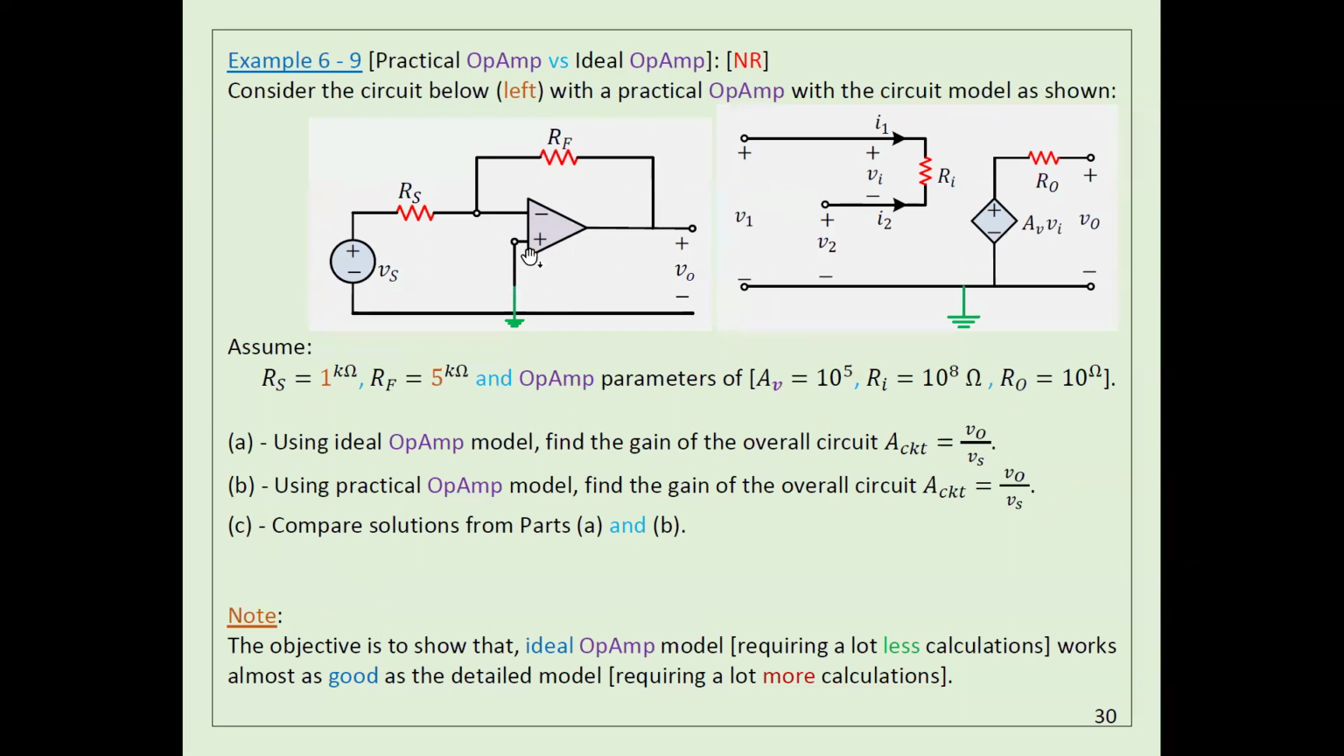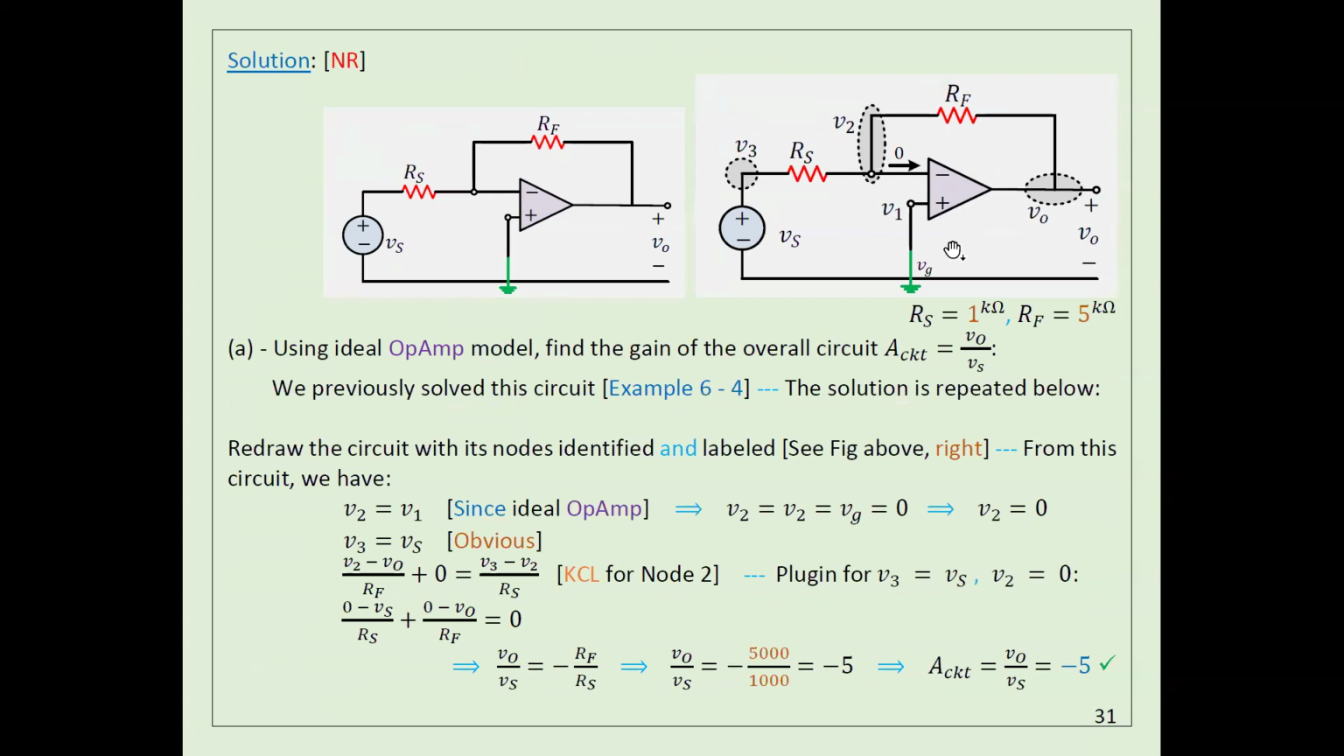If we analyze it using the ideal way, I assume this current is 0. In the practical way, this current is not 0, but it's very close to 0. Here also we assume V1 is equal to V2, these two voltages are equal. In the practical one they are not exactly equal, but they are very close to each other.